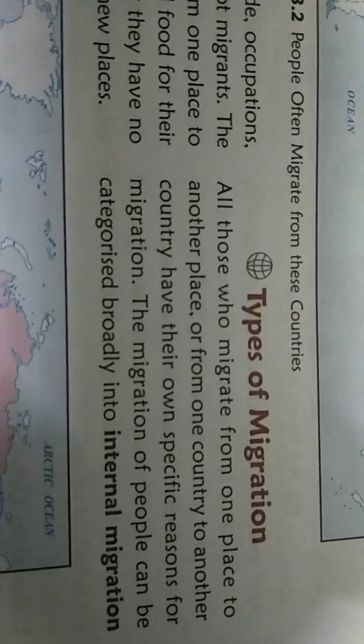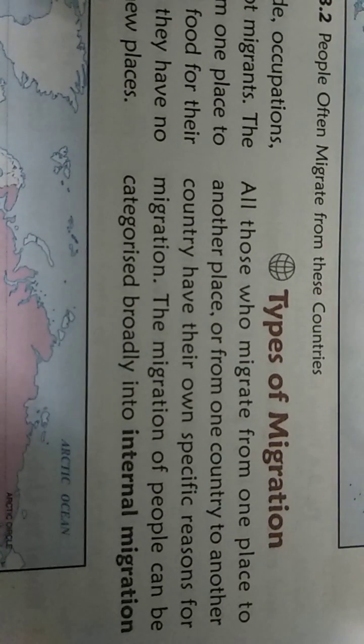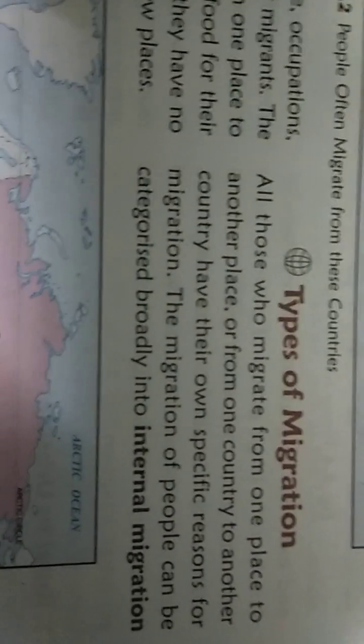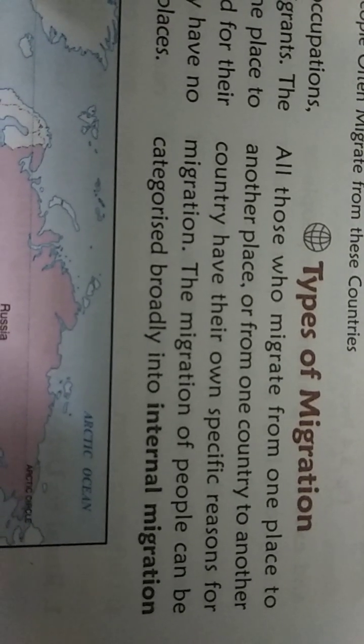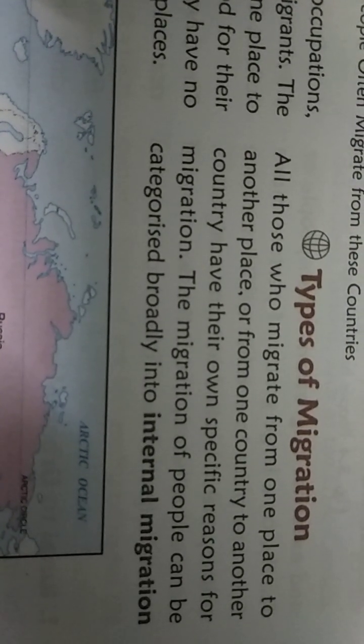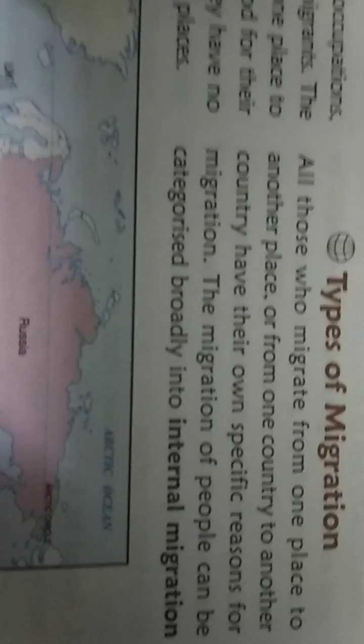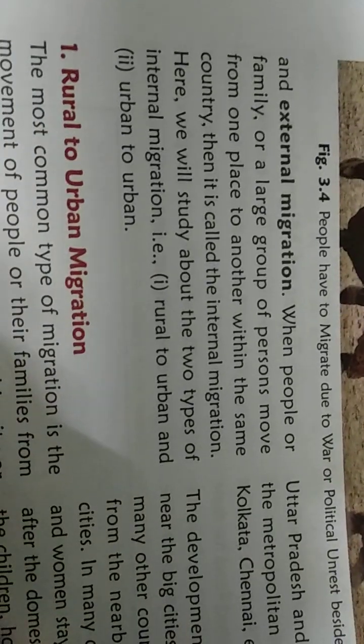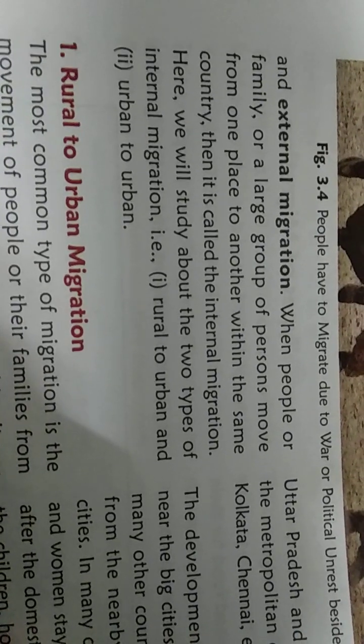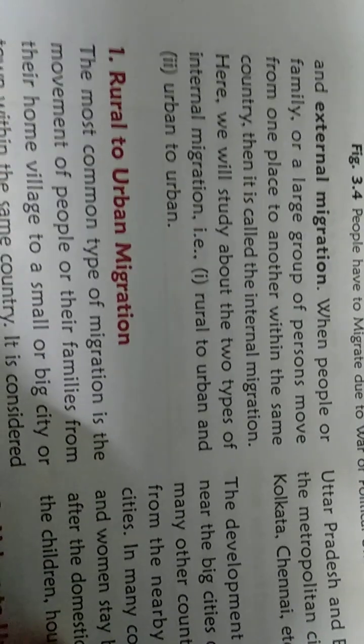Now, how many types of migration are there? First is internal migration, which takes place from a specific area to another area. Migration is from one place to another place, from one country to another country. For those migrating, some reasons have to be there. So here the migration of people can be categorized as internal migration, which means moving from one place to another place within the country, and external migration, which means moving out of the country. For some reasons they are leaving those countries. That is known as external migration.